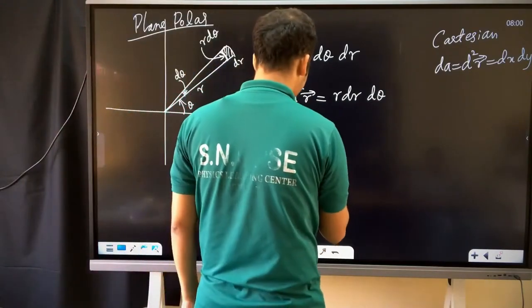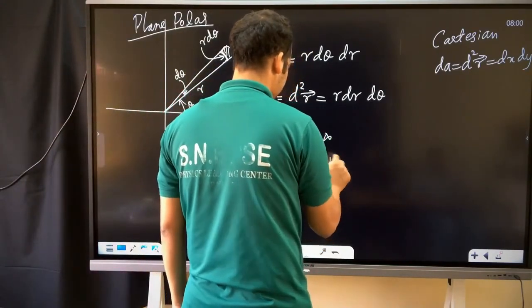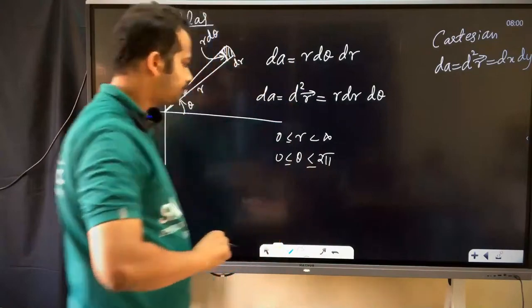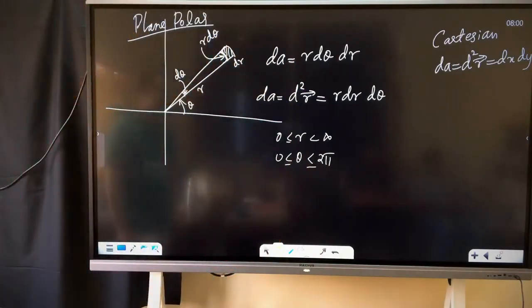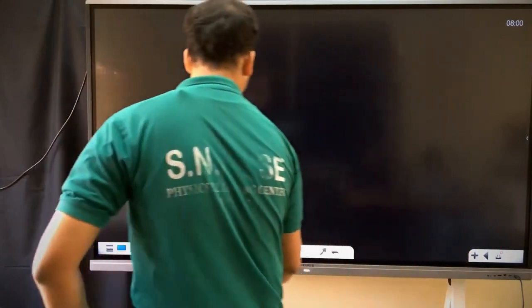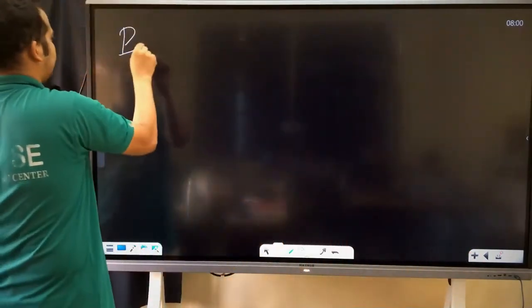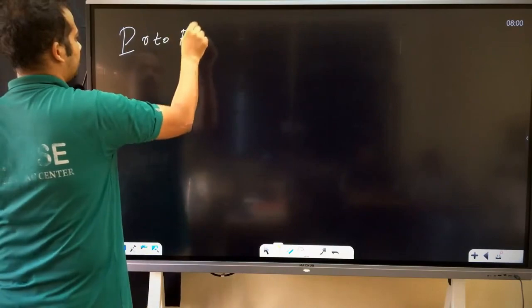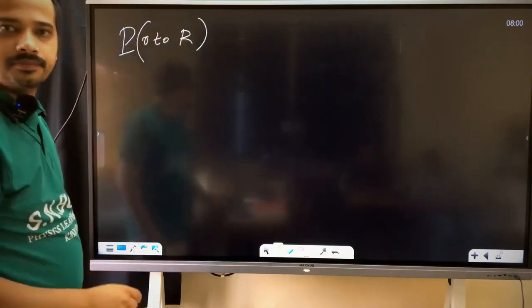2 pi here. This is what you need. Now, the probability of finding the particle from 0 to capital R. Am I right?